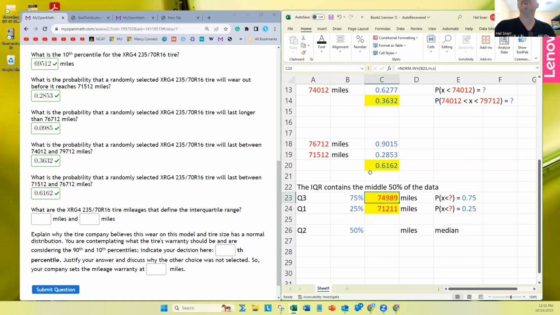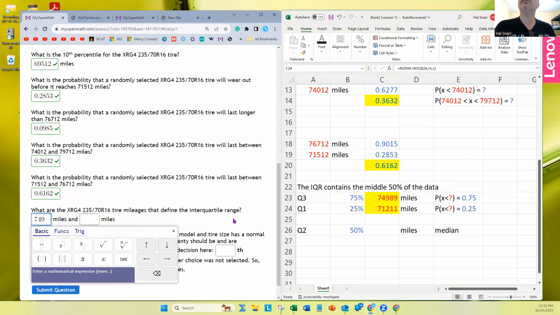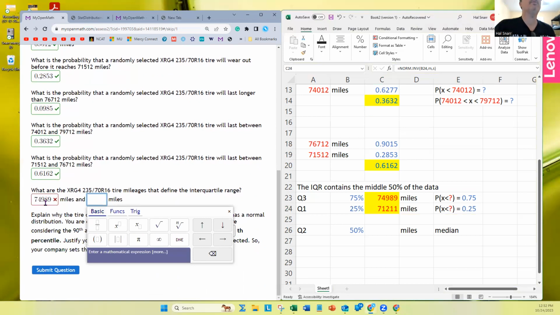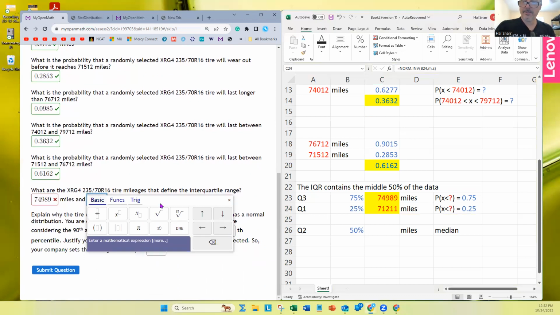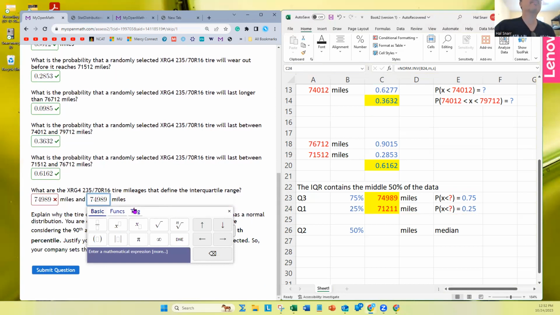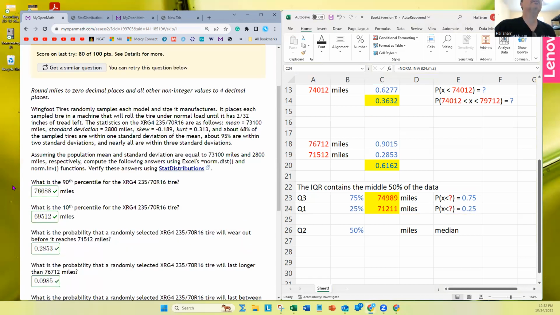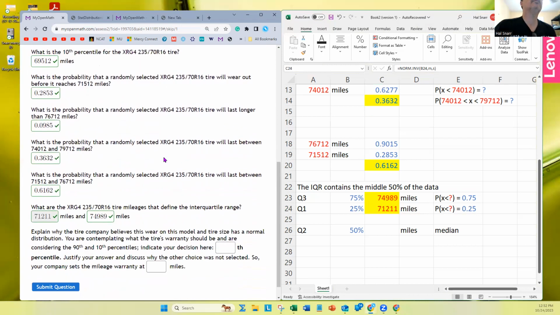So the interquartile range, the middle 50% of the data, is between 74,989 miles and 71,211 miles. Okay? So this is 74,989. And whoops, I need to put the little number there. The big number goes on the left. 74,989. And it changes to the lower number, 71,211. Okay.